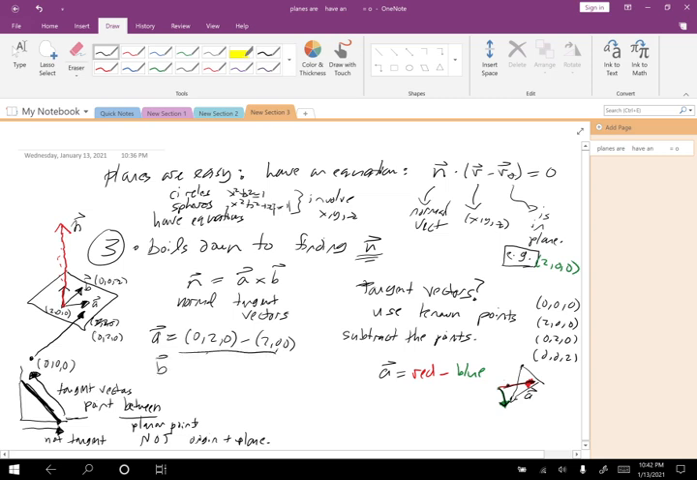Okay, so for our B, we'll do the same thing. We will use the third point, 0, 0, 2, and subtract the same first point. Okay, so we end up with negative 2, 2, 0, and we get negative 2 again, 0, 2. So now the normal vector is the cross product.